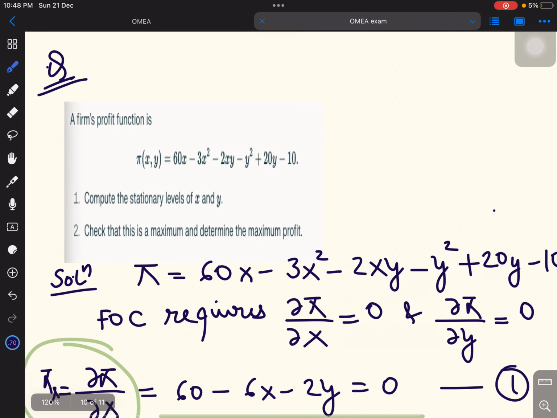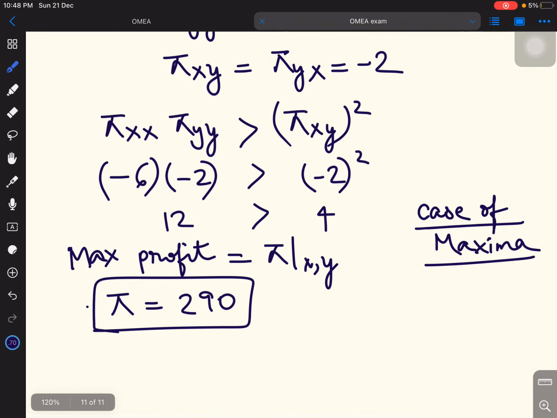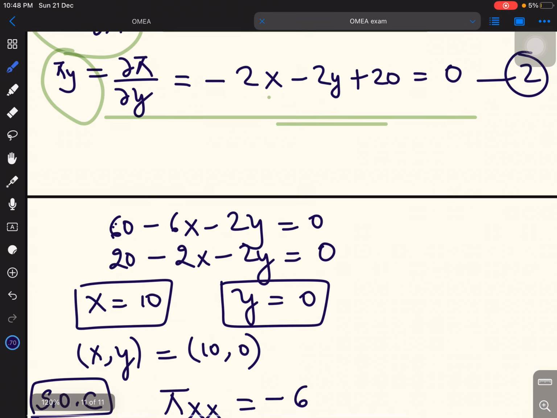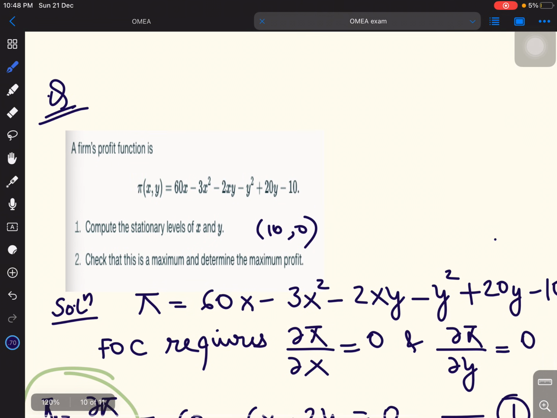So the stationary values of x and y are 10 and 0, and we check that this is a maximum by using the Hessian determinant and determine the maximum profit. So the maximum profit is 290. So this is how we solve such a type of question, an important question.